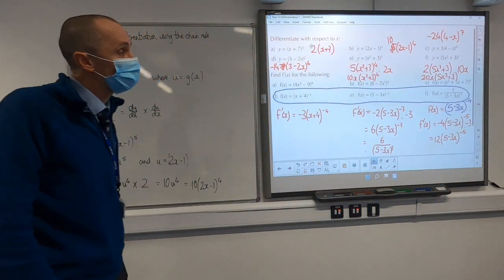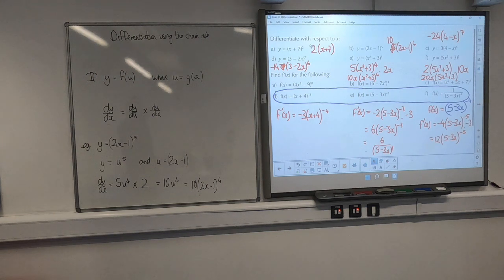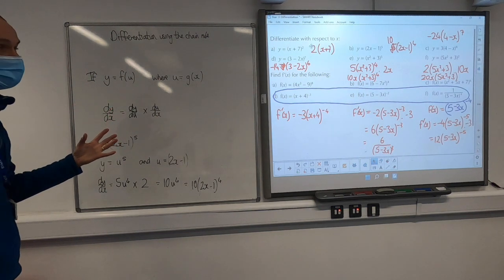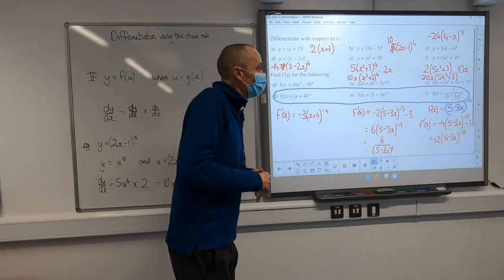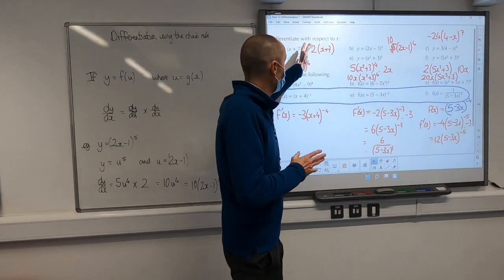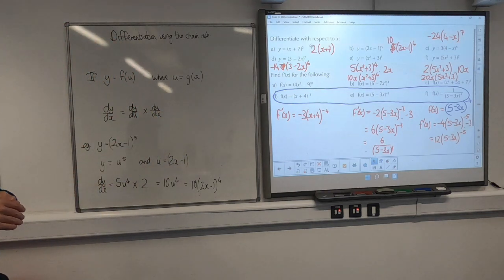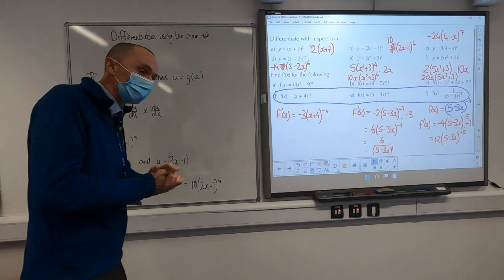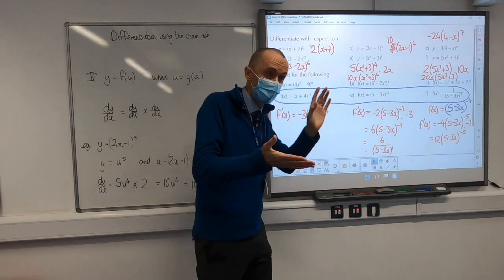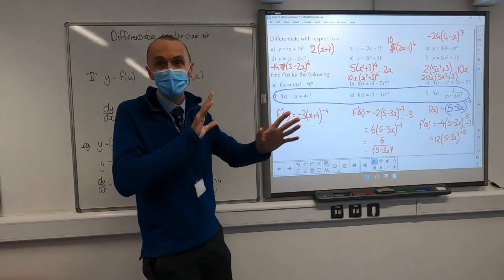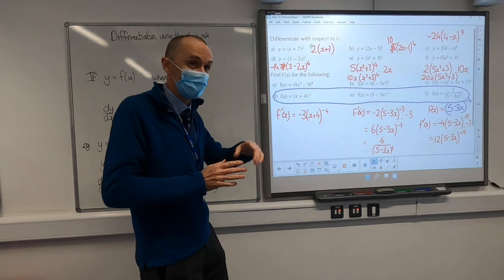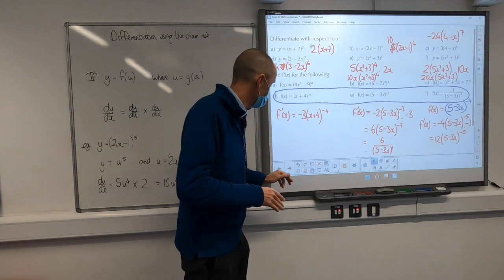So this is rather pompously called the chain rule, but it's the first sort of expansion of what we can differentiate. We can now differentiate still powers, but powers of more complicated things, no longer just powers of individual variables. So what sort of things are we asked to do? Well, it's the same as with any differentiation. It's about finding the gradient so you can work out the equations of tangents and normals, and it's about finding turning points.